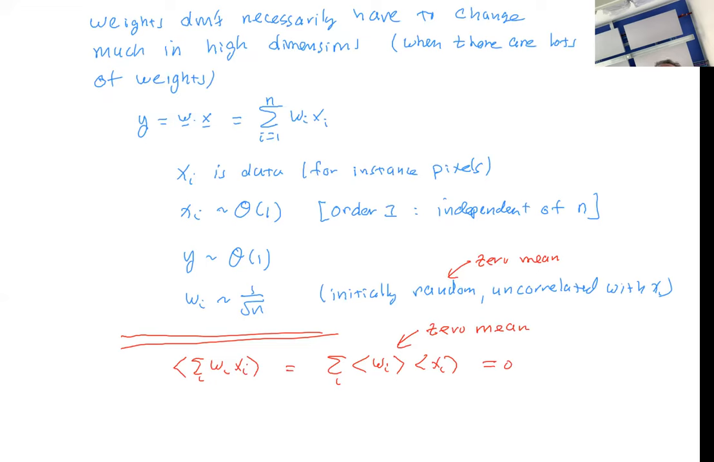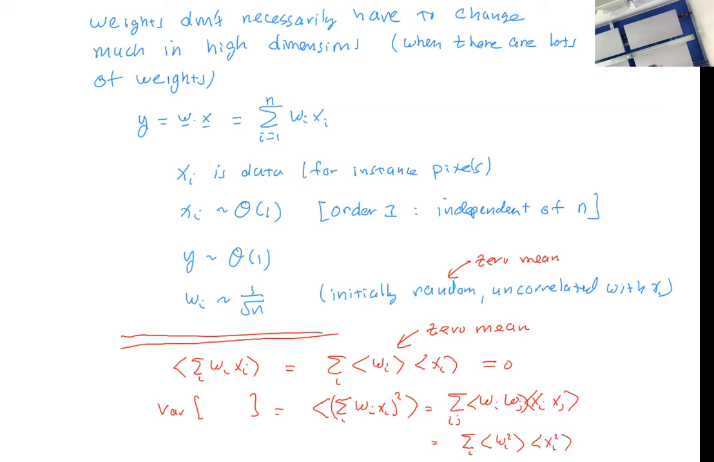But remember the variance of this now is the average value of the sum on i of wi xi, squared, which equals the sum on i, j of wi wj xi xj. You get to average these things. If they're uncorrelated, this is equal to the sum on i of wi squared, which is equal to N times the average value of w squared. And so if the average value of w squared goes like order one, w must go as one over root N.